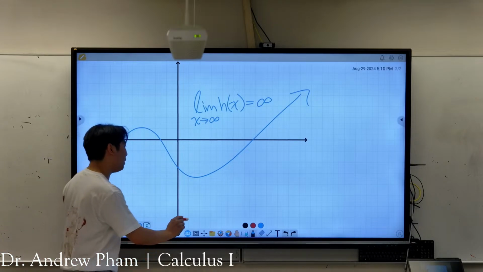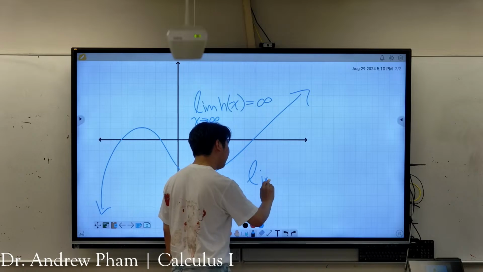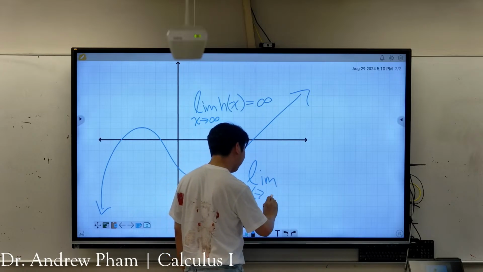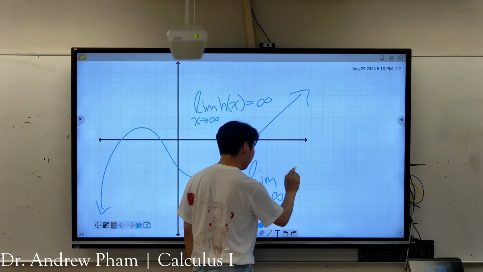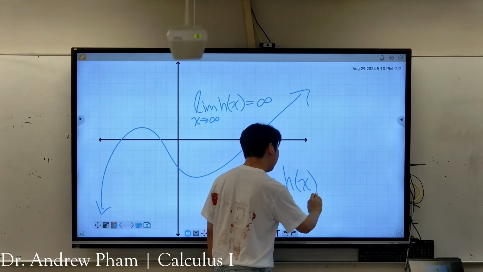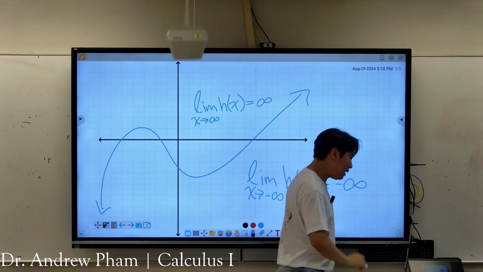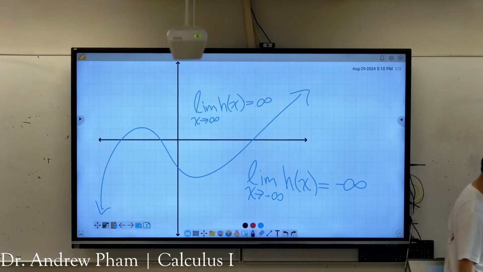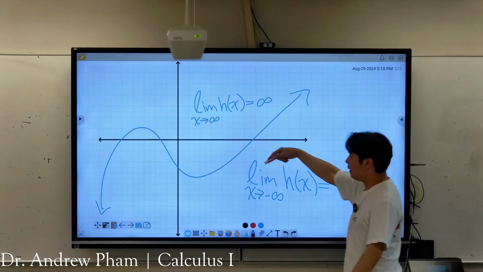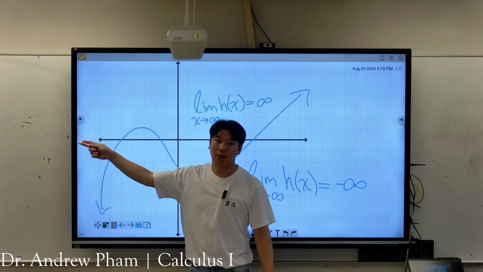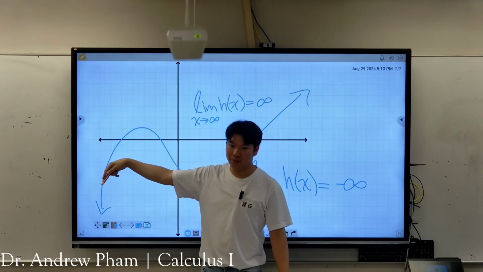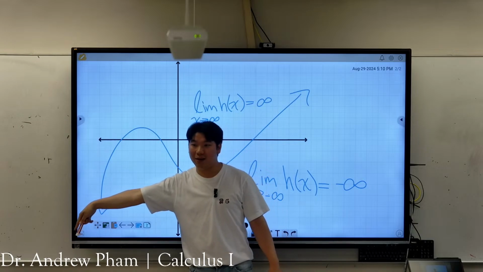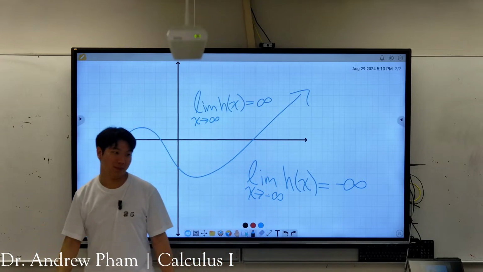What about if I take the limit as x goes to negative infinity? What do you think my solution may be? This one's going off to negative infinity. Why exactly? Pretty much the exact same thing. If I look on the left, is my graph going downwards or upwards or stopping at some point? It's going down towards negative infinity.